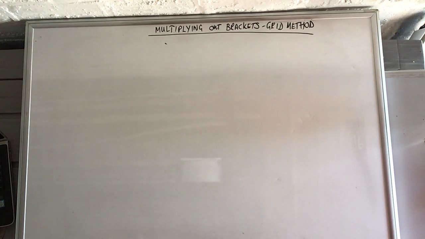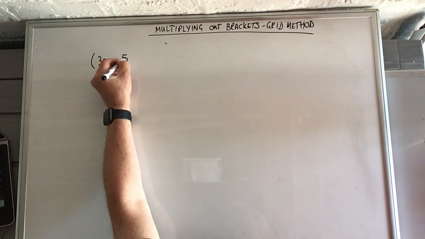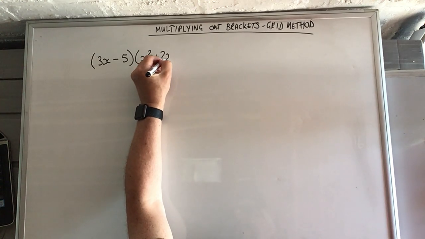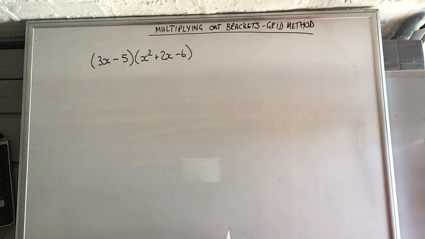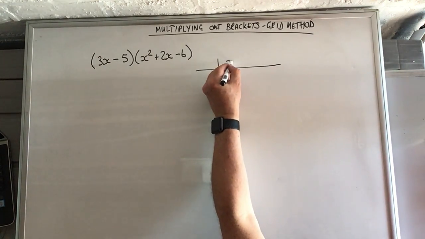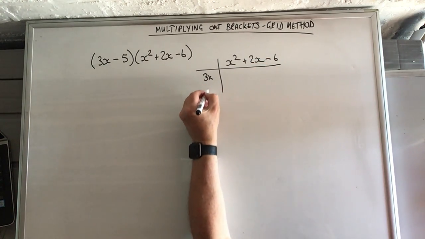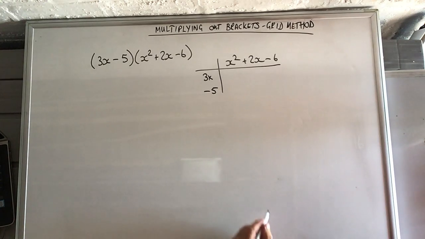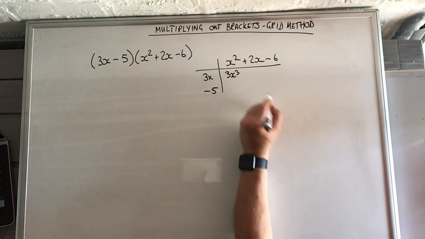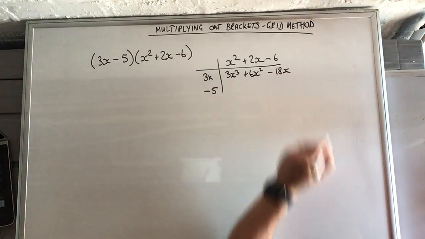Next one. Quite like this one. This has got more terms in it in terms of numbers, coefficients. So again, with 3 marks, your grid. Longer bracket along the top. Shorter bracket down the side. And start to multiply out the first row. So that's going to give me 3x cubed plus 6x squared minus 18x.